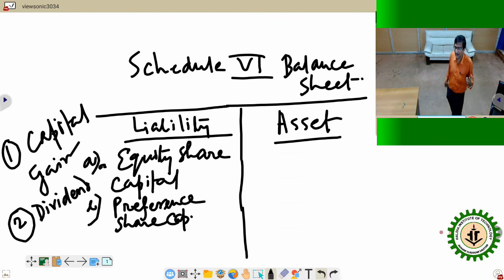Okay, so let me tell you in a nutshell, since I have entered that area, that in the company life cycle, a company has three stages. One is the growth stage, one is the maturity stage, and one is the declining stage.